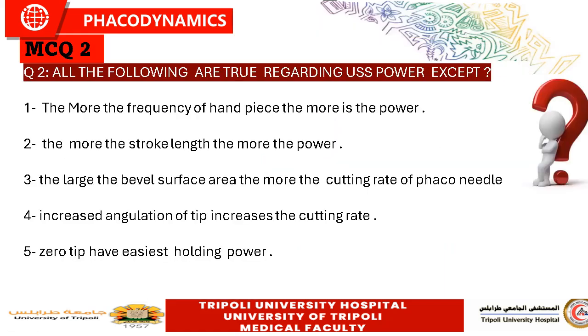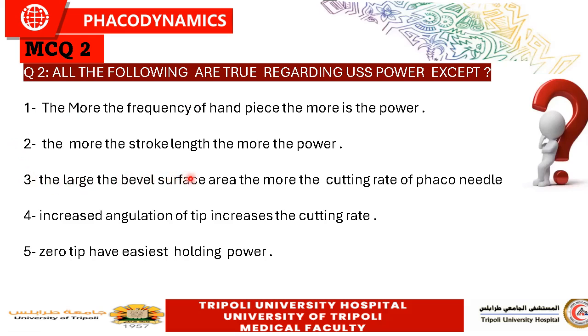Now the second question: all the following are true regarding ultrasound power except. So you have to choose the wrong answer. The more the frequency of the handpiece, the more the power. This is true because two variables are important for the power: the frequency and the stroke length. The more the stroke length, the more the power. This is also true because, as I said earlier, both the stroke length and the frequency are important determinants of the power of the phaco.